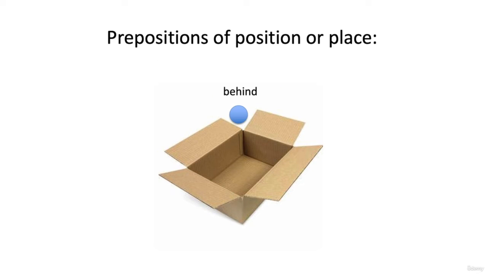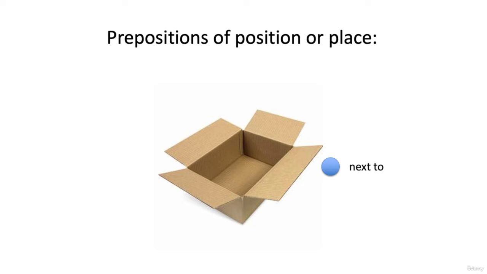Behind. The blue dot is behind the box. We use behind when the subject is hidden by an object. In front of. The blue dot is in front of the box. We use in front of when the object is hidden by the subject.